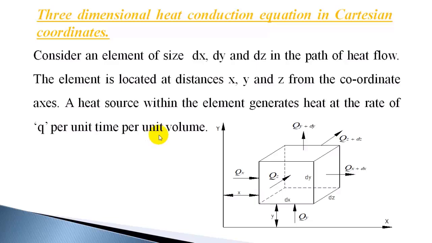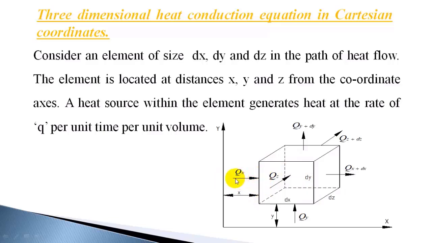Now let us consider a general case where the heat is flowing in all the three directions and the temperature is also varying with respect to time. We are considering an element in the heat flow path. So the heat flow is taking place in a material. I am just taking a small element in the heat flow path, a small element having size dx, dy and dz. This element is taken from the material where the three-dimensional heat flow is taking place.